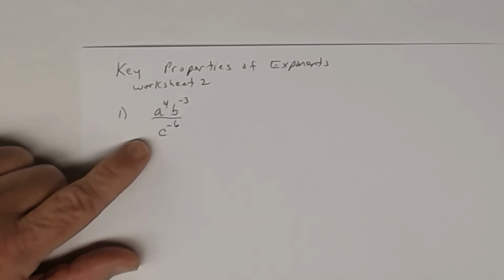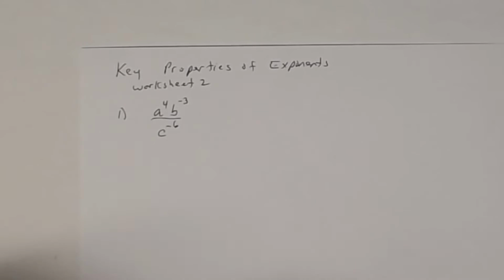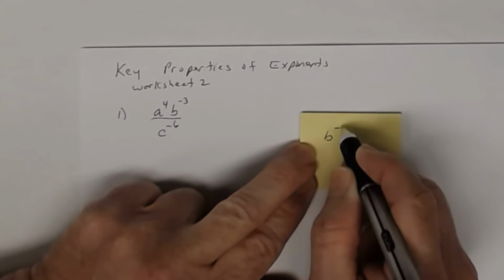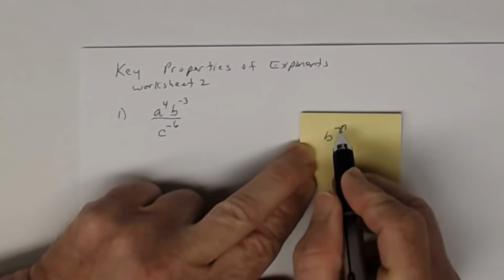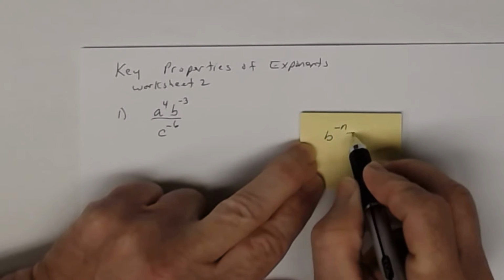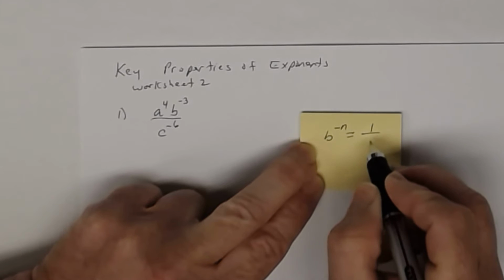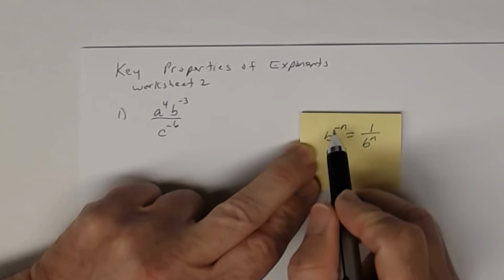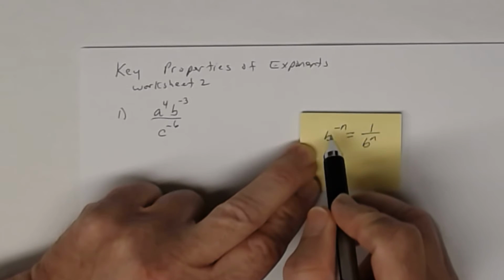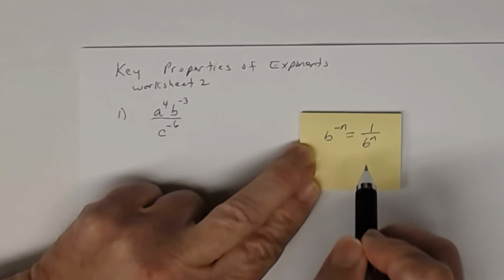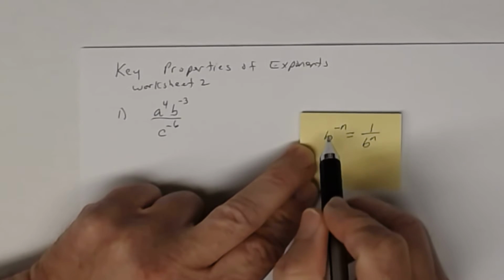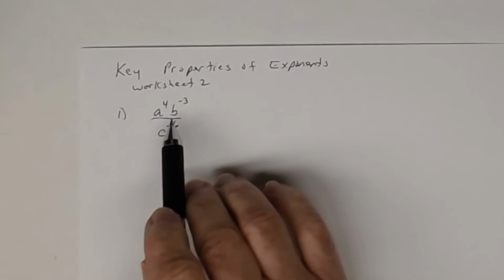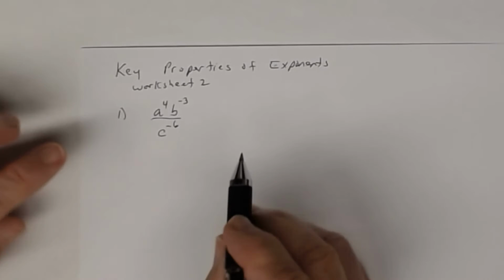In order to deal with something like this, you have to remember this property for negative exponents. If you have some base b raised to a negative n power, that is defined to be 1 divided by b to the n power. So these two are the same. If you're going to make this exponent positive, you write it as 1 over b to the n. That's how this is defined. Knowing this, the best way to deal with this problem is this way.